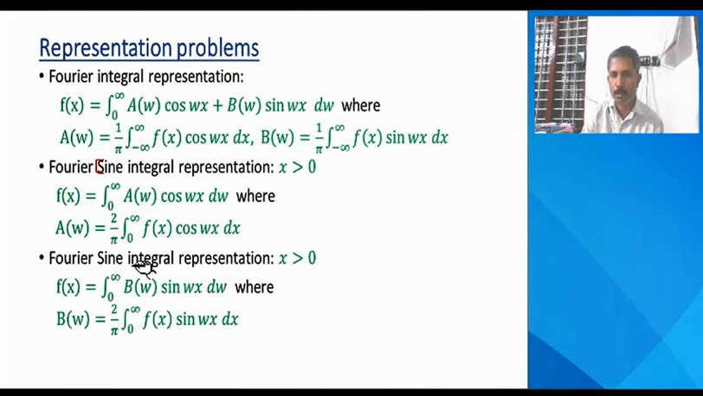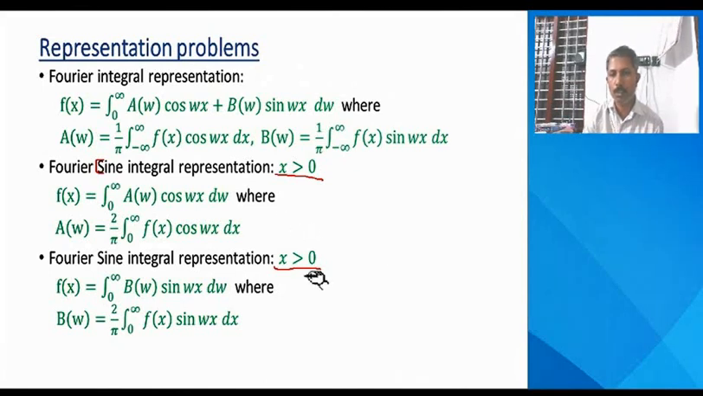And similarly, for the Fourier sine integral representation, the function has to be given on an interval x greater than 0, and the representation is f of x equal to integral of b omega sin omega x d omega, where b omega is 2 by pi integral 0 to infinity f of x into sin omega x dx. And you should observe this is from 0 to infinity and the function is defined on the positive part in both sine representation and cosine representation. Whereas in Fourier integral representation, the function has to be defined from minus infinity to plus infinity.